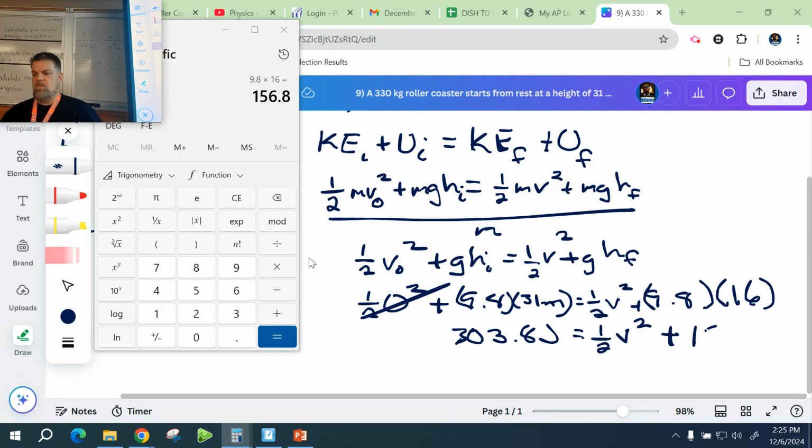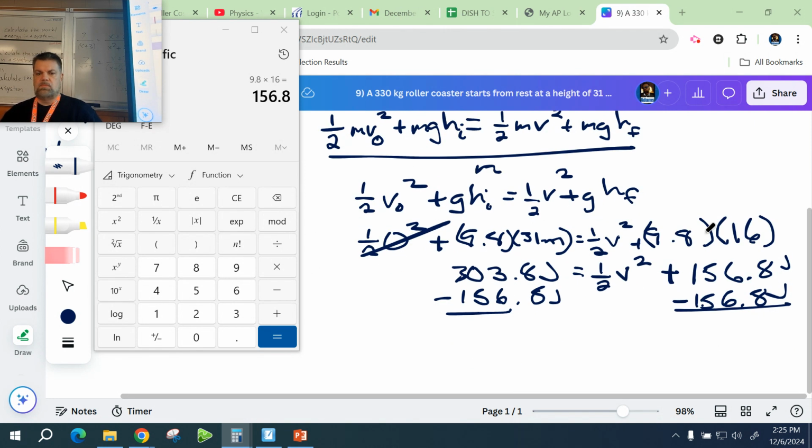So that's 156.8. I'm going to subtract 156.8 from both sides. And this is joules, this is joules, this is joules. So if I say 303.8 minus 156.8, is that right? 147?